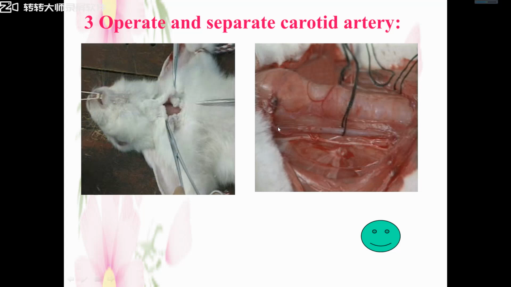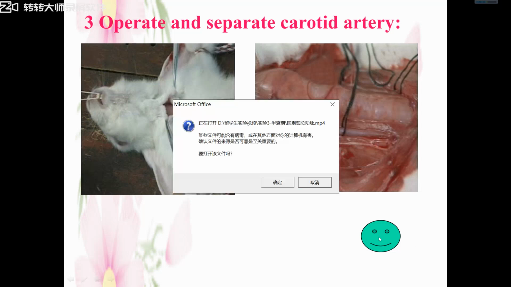One thread is used to ligate the carotid artery part near the head, and the other thread is ready to fix the arterial cannula. So let's watch the video for the details.